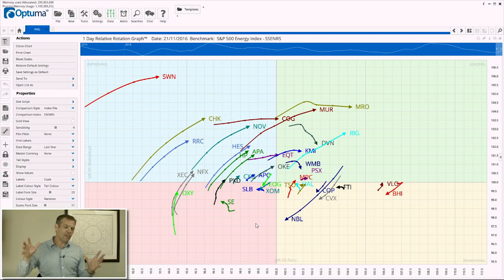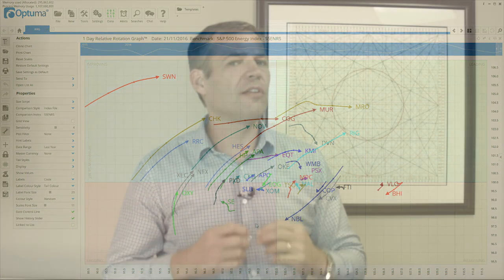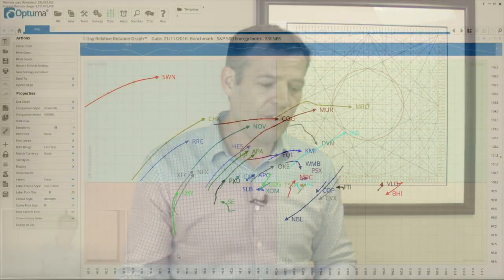Now, what we found is that the further stocks are away from the benchmark on the RRG chart, the more opportunity there is for alpha over the index. And it makes sense when you think about it, because if a stock has such a big impact on the index, then as the stock goes up, the index is going up with it. But if I'm dealing with a stock that has little impact on the index and has a lower capitalization, then as the stock starts outperforming, it has the opportunity to really outperform and give us a lot of alpha over the index. And when I look at this chart here on the energy stocks, I'm seeing the same thing.